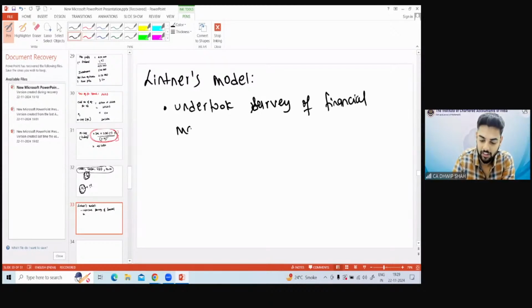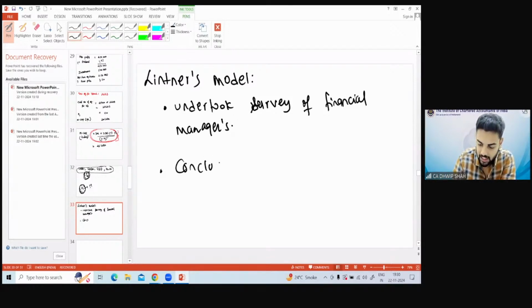What was the survey about? The survey was all about dividend decision from financial managers' perspective. It was entirely based on dividend only. So he prepared a few questionnaires, he gave them to the financial managers, and based on the response from those financial managers, he drew some conclusions.